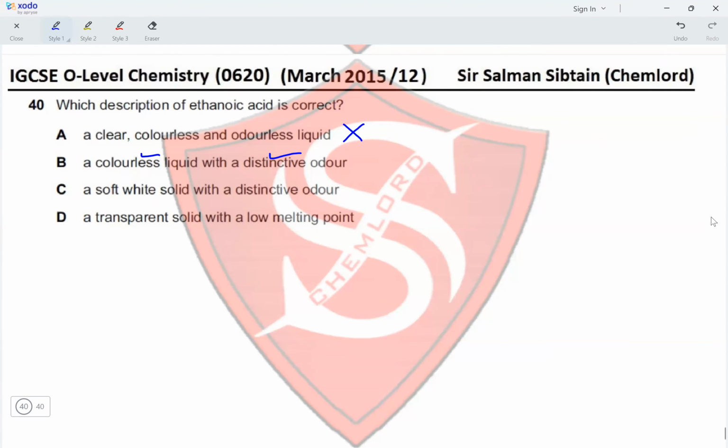A soft white solid, impossible. With a distinctive odor, a transparent solid, impossible. With a low melting point. So it will have a low melting point, but it is a solid. So options C and D are definitely incorrect due to the state being solid. A is incorrect due to it being odorless, which makes option B the correct option for this question.